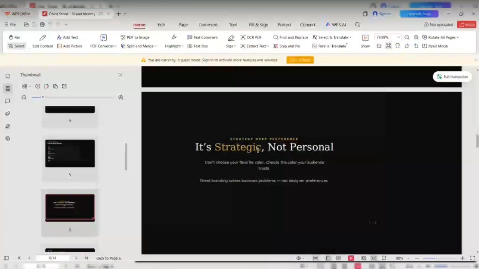All right, so we are moving on to strategy over preference. I've already said this, but let me still say it. It's strategic, not personal. Don't choose your favorite color. Choose the color your audience trusts. Great branding solves business problems, not designer preferences. So you see most designers, they tell you, my favorite color is red. In all my designs, I just want to use red. What message are you passing?